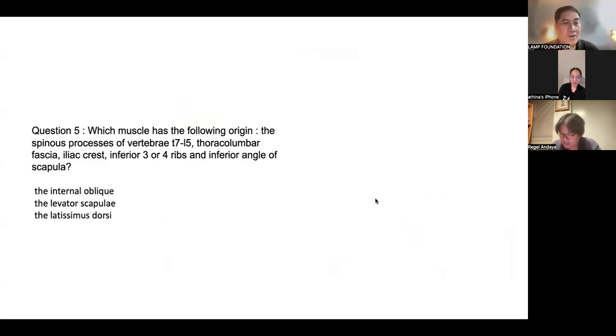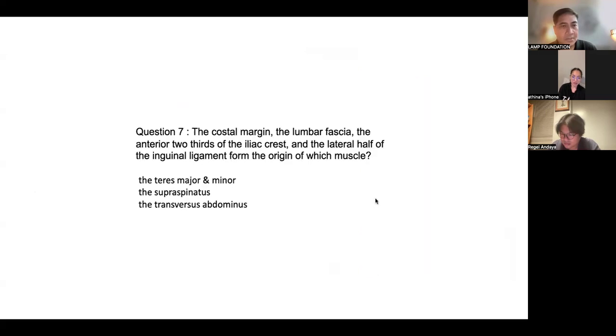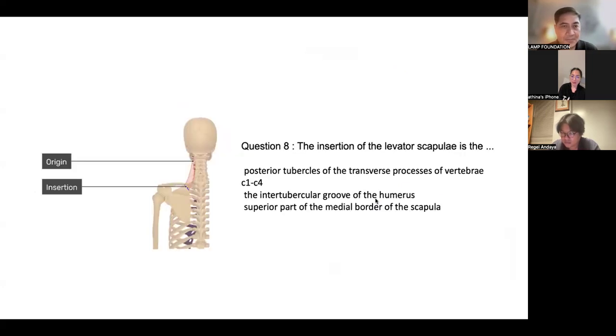Which muscle has the following origin? Spinous processes of vertebrae T7 to L5, thoracolumbar fascia, iliac crest, inferior 3 or 4 ribs, and inferior angle of scapula. That is the latissimus dorsi. Insertion of the teres major is the medial lip of the intertubercular sulcus of the humerus. Costal margin, lumbar fascia, anterior 2/3 of the iliac crest, and the lateral half of the inguinal ligament form the origin of which muscle? The transversus abdominis.